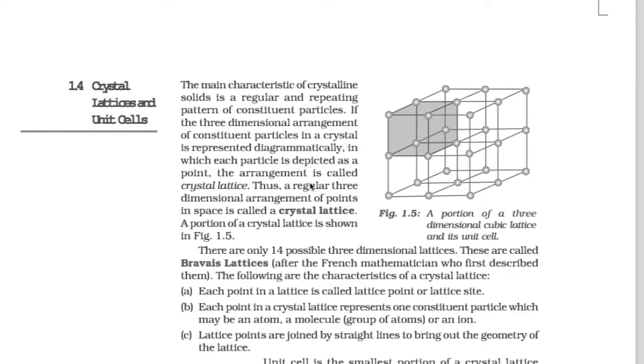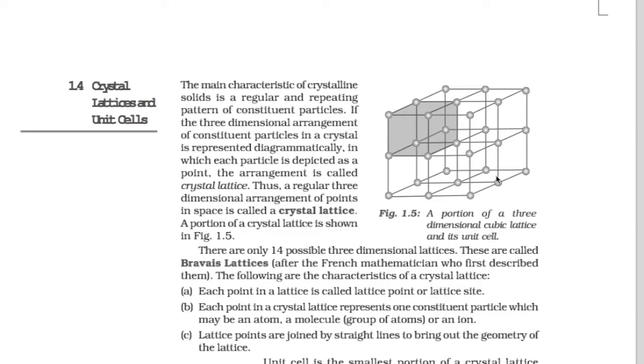In today's video, we will try to understand about crystal lattices and unit cells. As you know, solids may be classified into two categories: crystalline solids and amorphous solids. In crystalline solids, particles are present at definite positions and follow a definite pattern of arrangement.